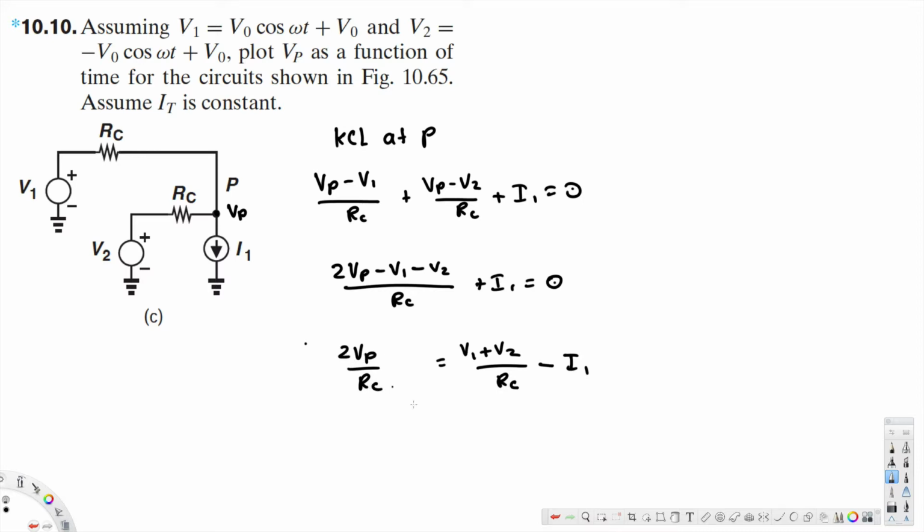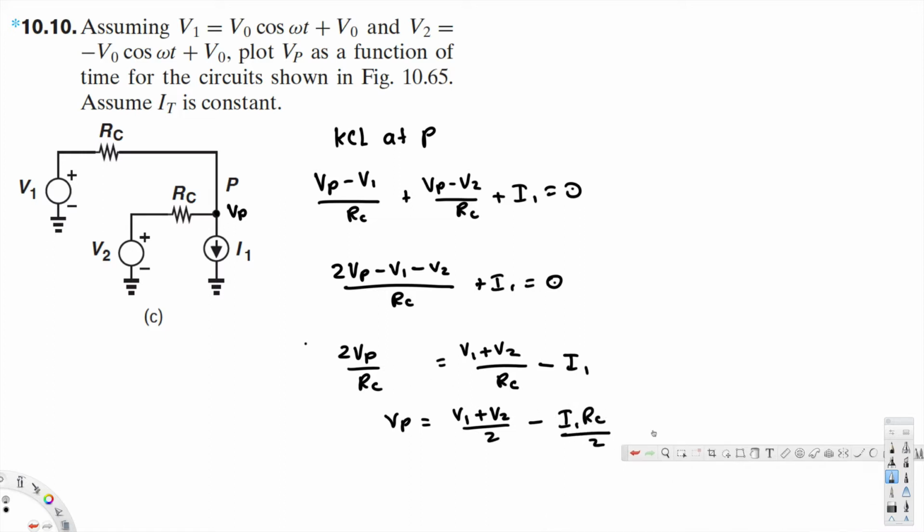We want to get rid of this RC and 2, so we have to multiply this with the other side. So this will become Vp is equal to V1 plus V2, RC cancels for the first one, and 2 will be in the denominator. For the second one, we will have I1 times RC, and also we have to divide this by 2, so this will become 2 right here.